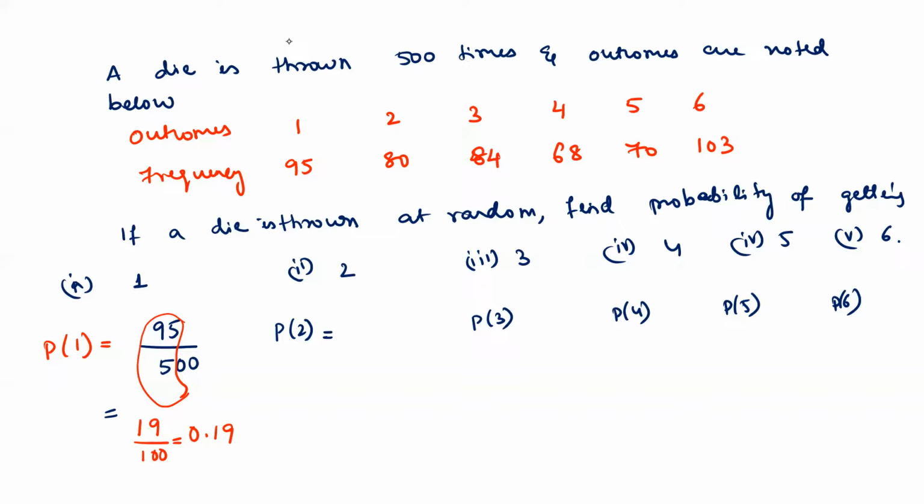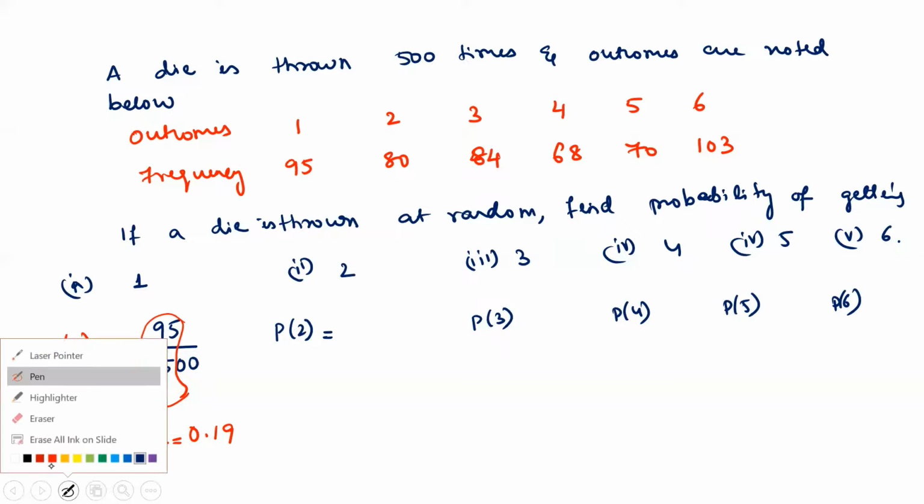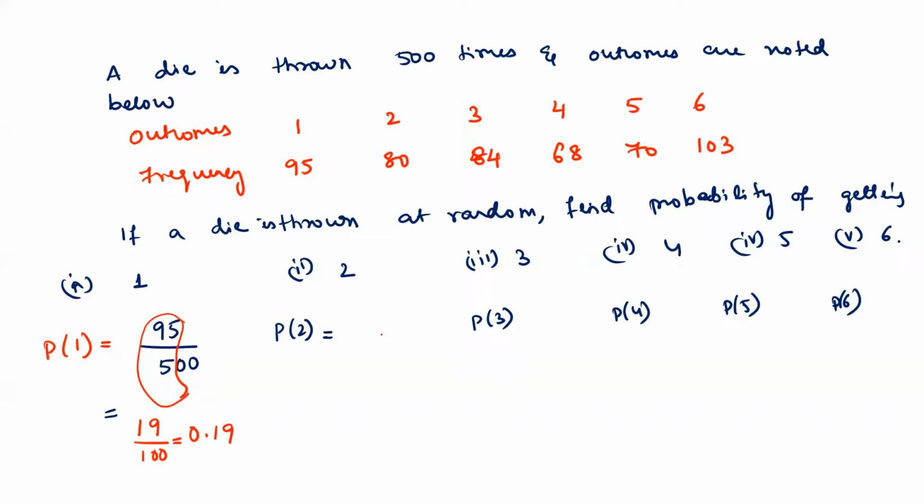Are you all able to do it? Gia? No doubts? Ma'am, I'm getting a problem with the probability of the third one. Probability of 3 is how much? 84 divided by 500. How much is that? Ma'am, I did it by 4. 84 is not divisible by 5. So what will we get?